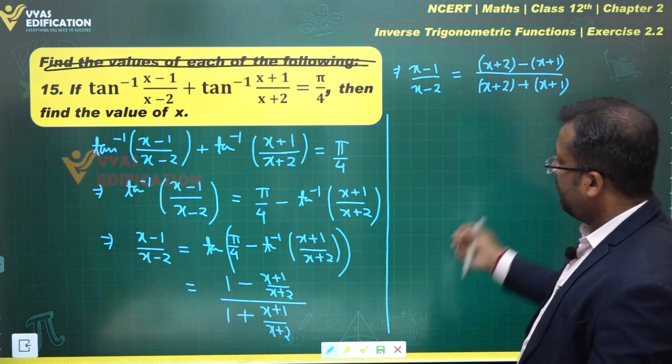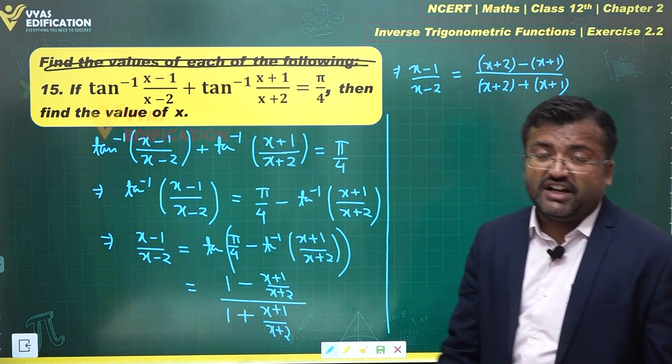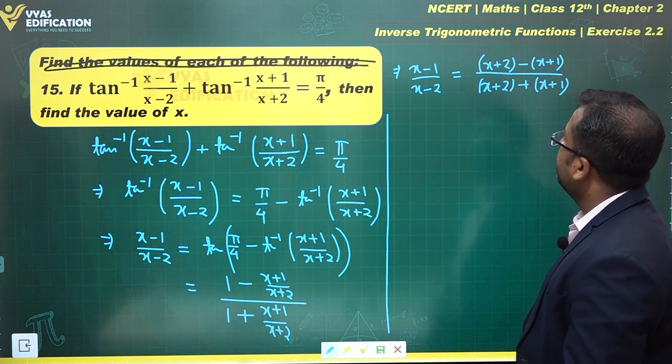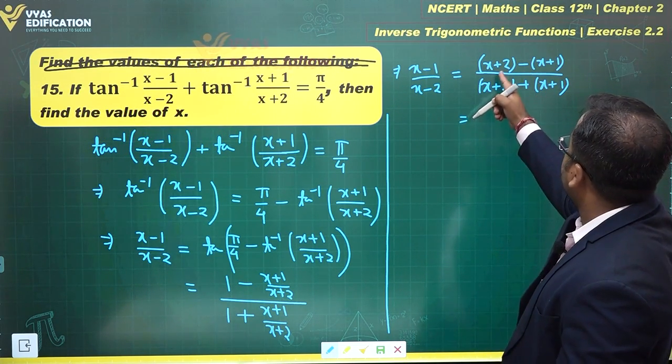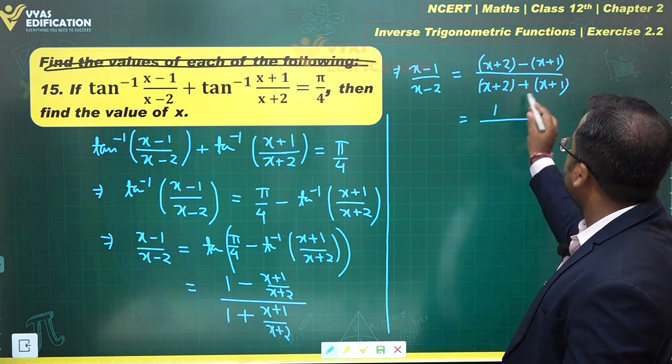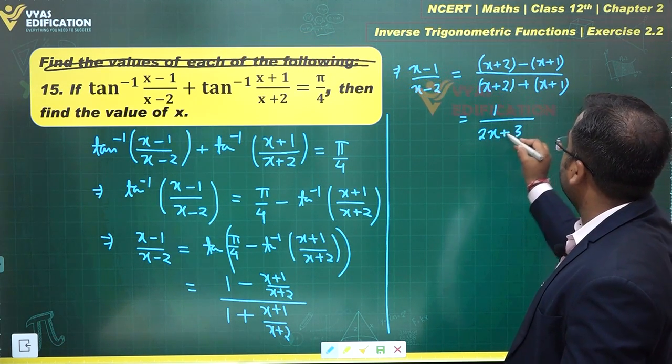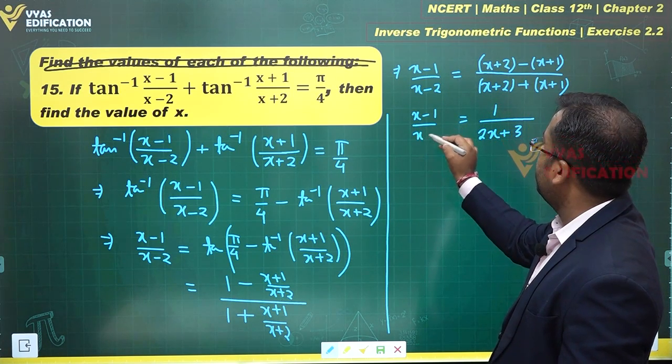This is what you get. What happens to the x plus 2's of the denominators? They get cancelled. This simplifies to x plus 2, x's get cancelled. This is 1. This is 2x plus 3. Okay, and this is x minus 1. This is x minus 2.